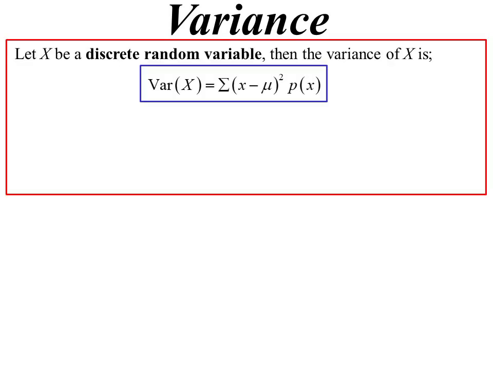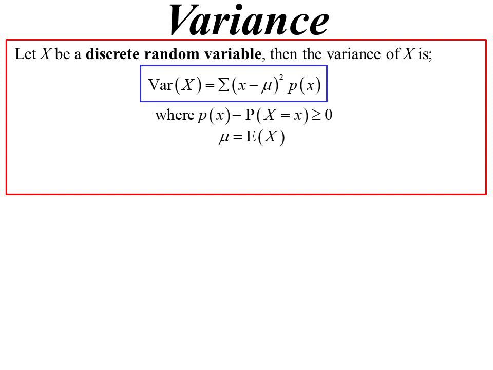Variance is what we want to look at today. That's the next statistical measure we're going to talk about. So x is our discrete random variable. Variance is defined this way: the sum of (x minus mu) squared times p(x). p(x), you recall, is the probability that our random variable is equal to whichever outcome we're talking about.